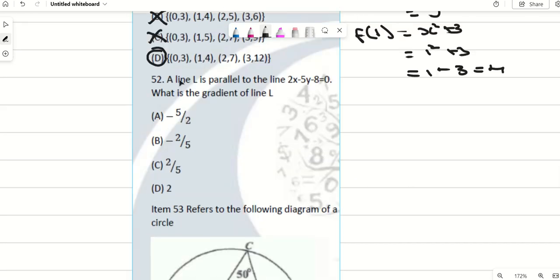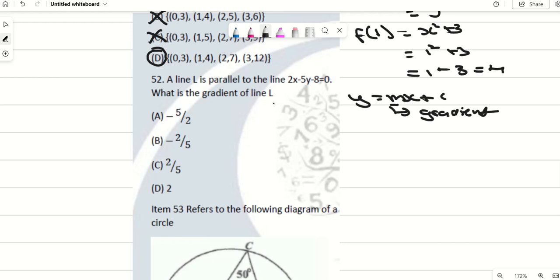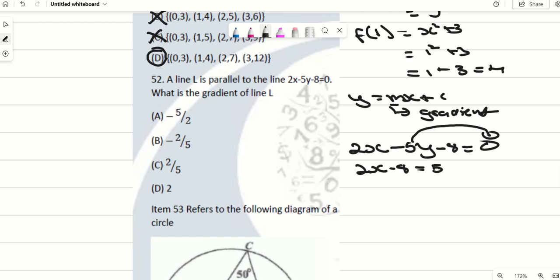Number 52: a line L is parallel to the line 2x minus 5y minus 8 equals 0. What is the gradient of L? We know the equation of a line is y equals mx plus c, where m is your gradient. So what we're going to do is make y the subject in this equation. We have 2x minus 5y minus 8 equals 0. We carry this across, so we have 2x minus 8 equals 5y.